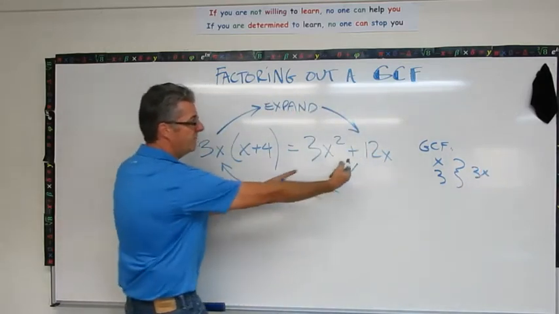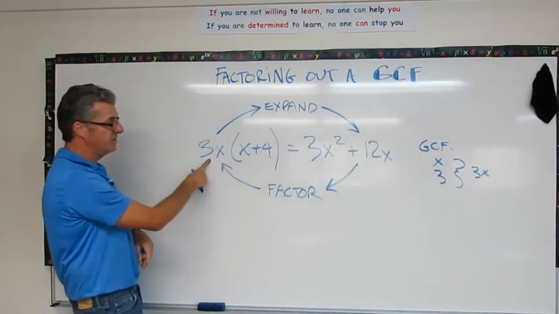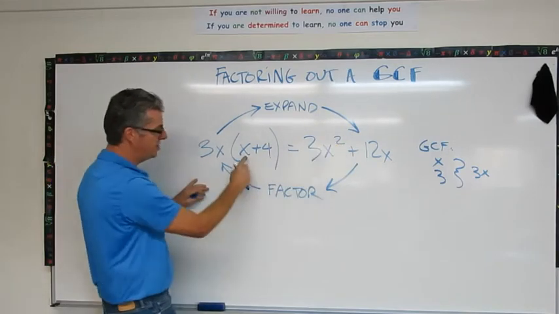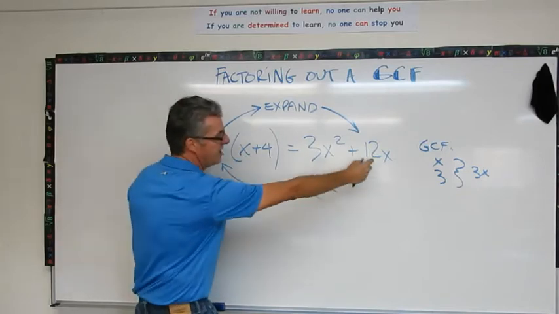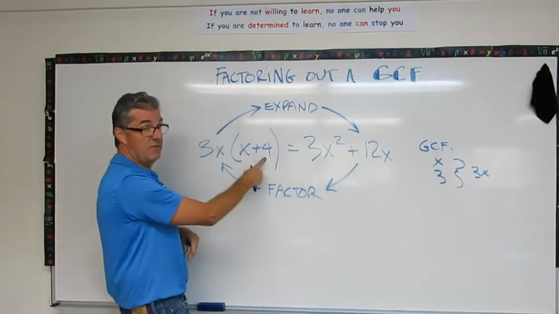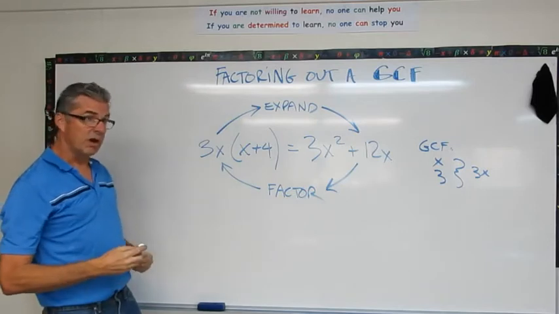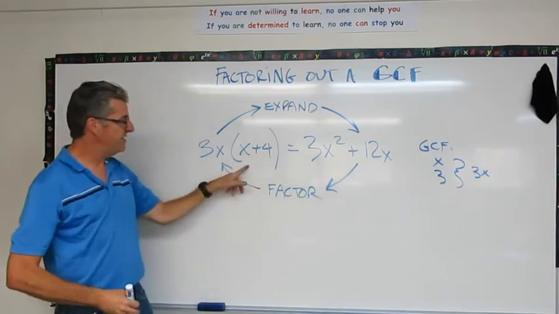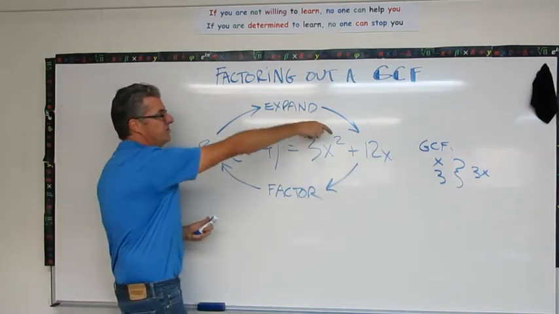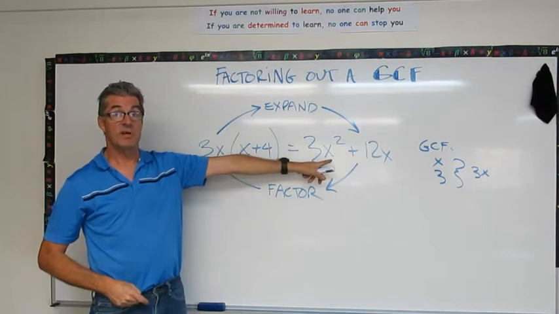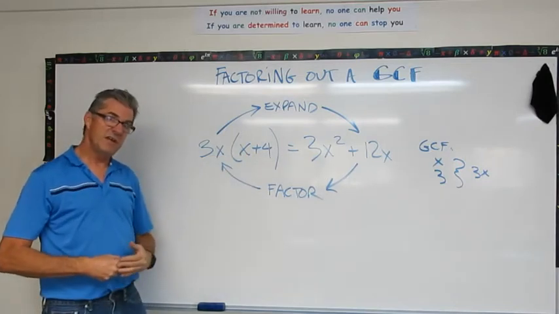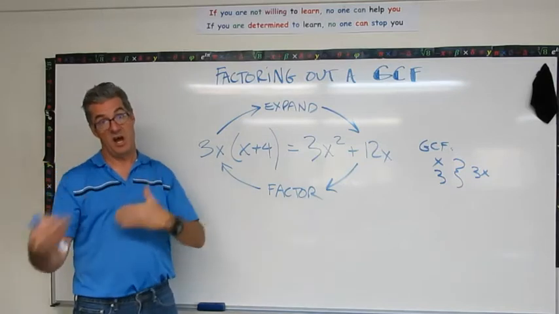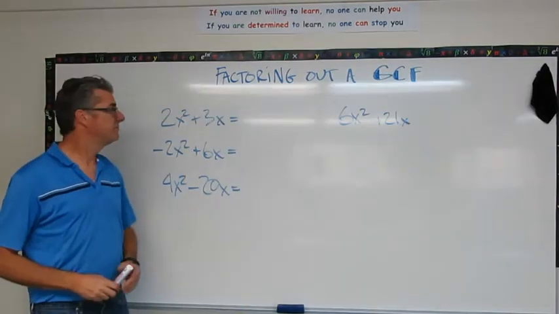So what we do is we factor the GCF out. There's the 3x. And what's left, if I factor 3x out of 3x squared, it just leaves x. And if I factor 3x out of 12x, it just leaves 4. So we can check our work. If you were doing a GCF factorization of this expression and got this, then you could do the expansion, do the rainbow, and make sure you got back to where you started. So factoring and expansion are inverse operations. One undoes the other.